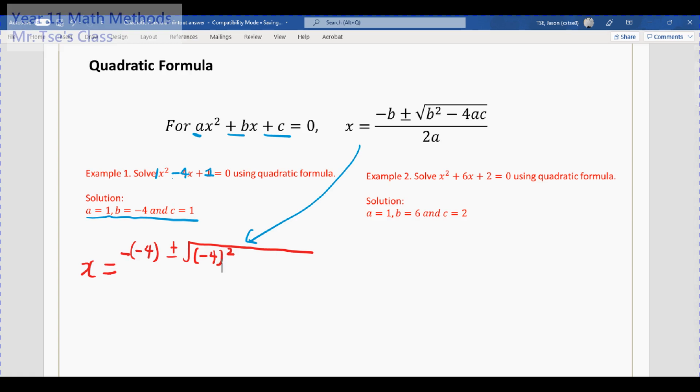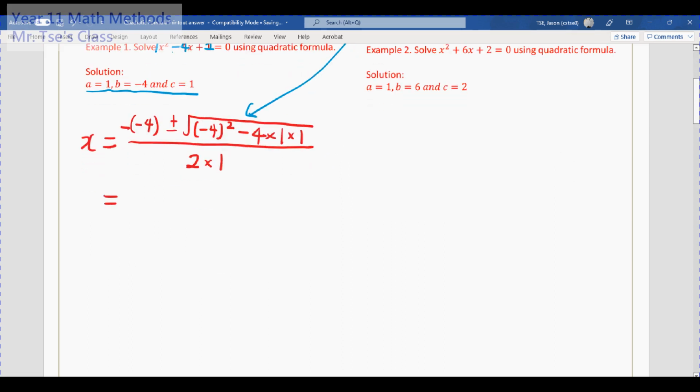You better put a bracket before you write the square, because otherwise it's wrong. So (-4) squared, minus 4 times a is 1, and c is 1, and then you divide by 2 times a, which is 1. So a little bit of maths needs to be done. Minus -4 is 4. Inside the square root sign, (-4) squared, because you have the bracket, means minus 4 times minus 4, which is 16. So that's 16 minus 4, which is 12.